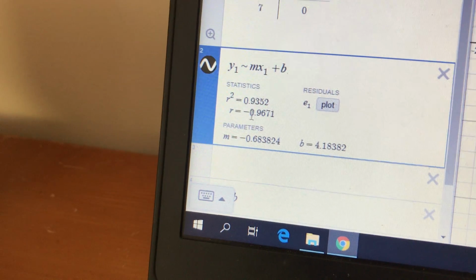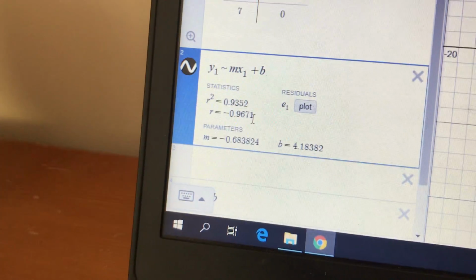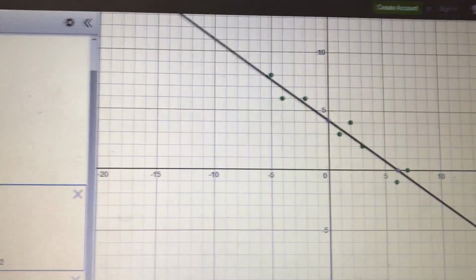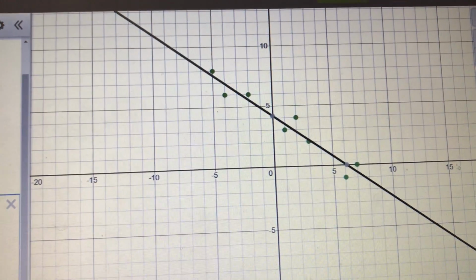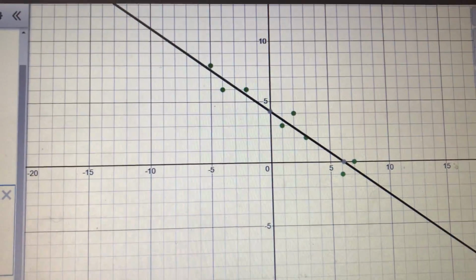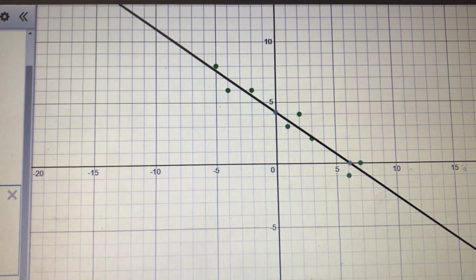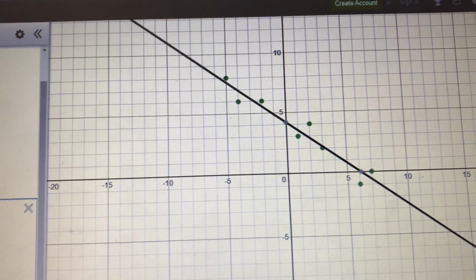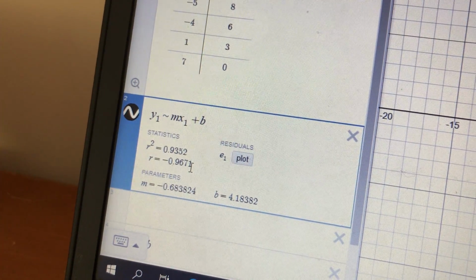R is equal to negative 0.9671. We expected R to be negative because our points are moving downwards. And we would also expect it to be fairly close to -1. A perfect negative correlation would be if all those dots were exactly on the line. Well, they're not all on the line, are they? But they're pretty close. So we would expect our value to be pretty close to -1, and in fact it is.